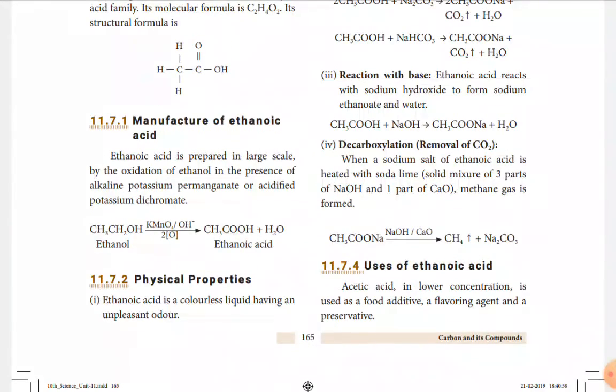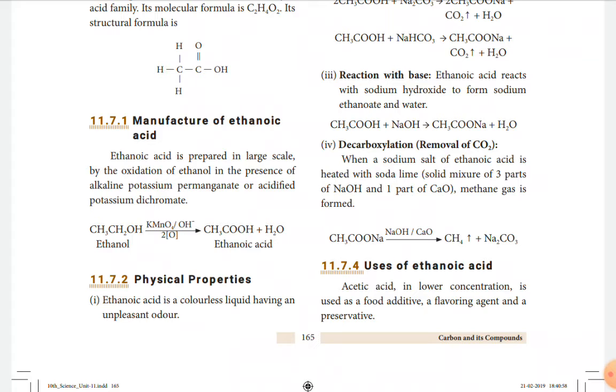So here it is given. That is on page number 165, column 2, the second column, third: reaction with base. That is the answer for that question. First subdivision, reaction with base.